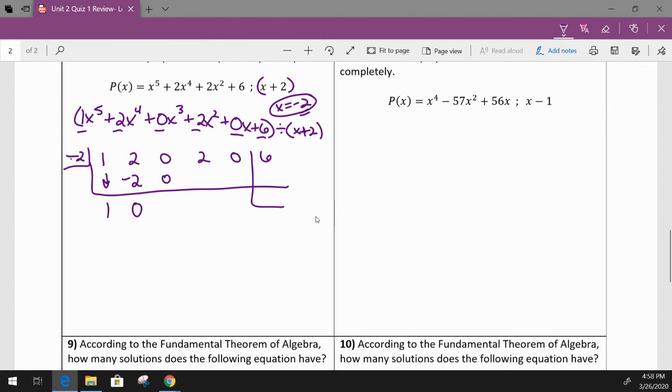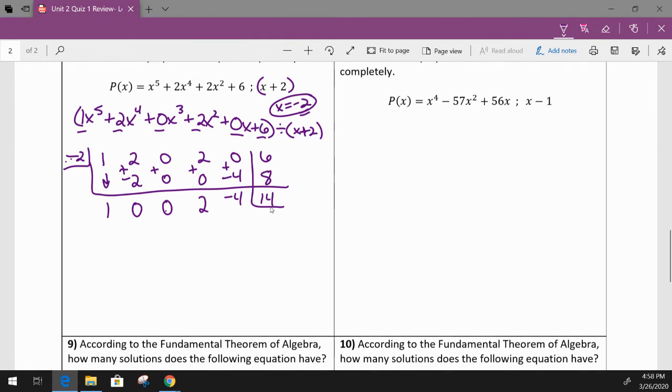0 times anything is 0 again. 0 plus 0 is 0. 0 times -2 is still 0. 2 plus, so add them. So we're adding basically these things together. 2 plus 0 is 2. Multiply the 2 times the -2 and you get -4. Add 0 and -4, you get -4. Multiply -2 times -4, you get 8, which gives us 14.